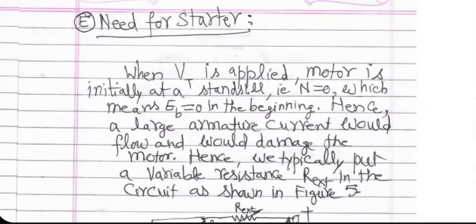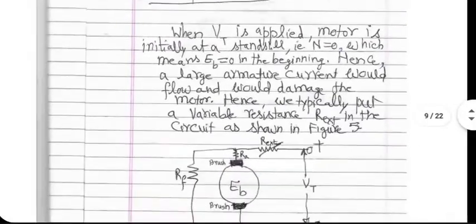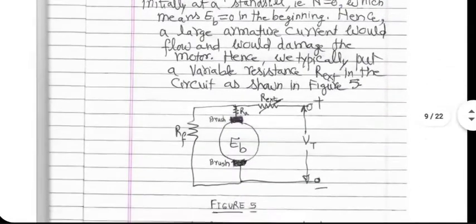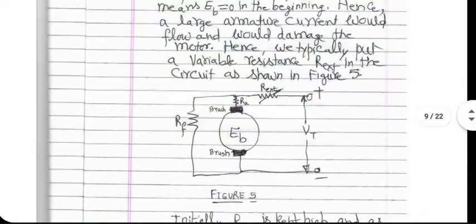When Vt is applied, motor is initially at a standstill. Standstill means N is 0, which means Eb is 0 in the beginning. Hence, a large armature current, simply Vt divided by Ra, would flow and would damage the motor. So we need a starter. Starter means you have a resistance, variable resistance, a rheostat, let's say, which will have a high value in the beginning, and then you slowly reduce the value. And you put that in series with the armature or in series with the terminal voltage.